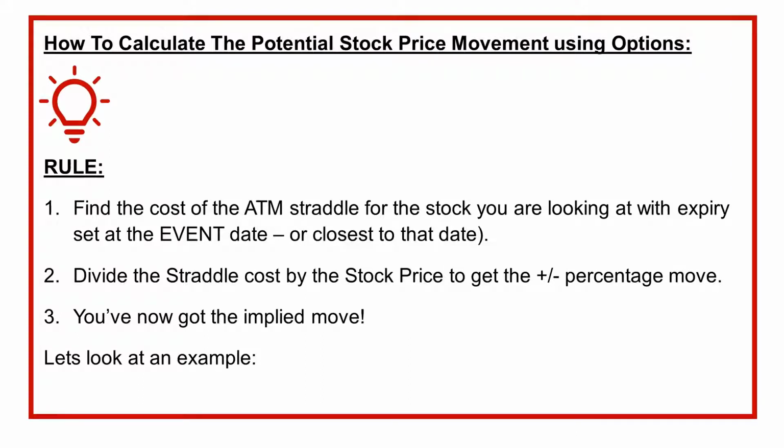All you need to do is find the at the money straddle for the stock you're looking at, and the important bit here is to put the expiry of that as close to the event date, whether it's earnings or product release, whatever, or as close as you can to that date, and then find out what the cost of that at the money straddle is. And then all you have to do is divide that cost by the current stock price to get the plus minus percentage move that the market thinks is going to happen up to that date. So it's really easy to get the implied move based on the options.